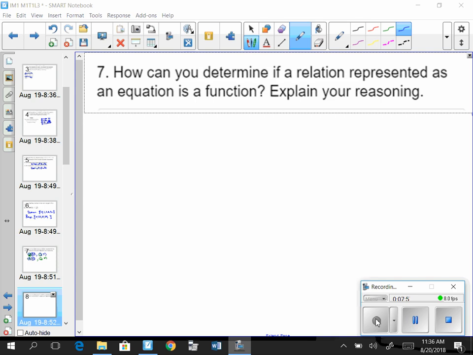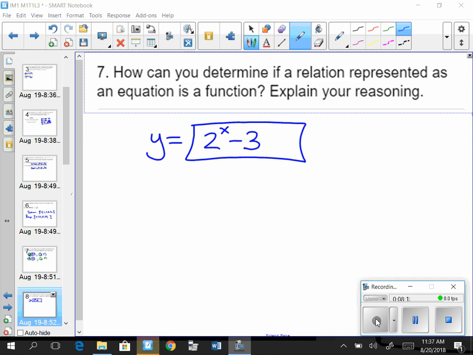How can you determine if a relation represented as an equation is a function? Explain your reasoning. Well, my equation is going to be y equals something. And pretty much anything we've ever seen with y equals something has been a function. No matter how weird it looks, even something like this, as long as I choose an input, doesn't matter what input I choose, I'm only going to get one output.